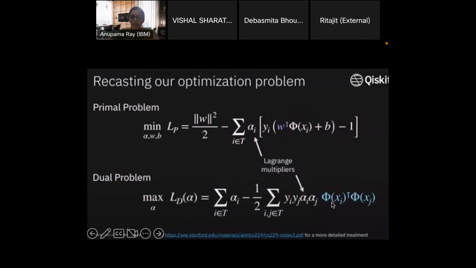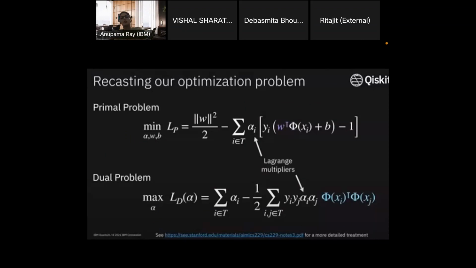So what is a kernel? Kernel is just, you can consider it as a similarity measure, right? It could be a distance metric, as we explained in the previous slide, but it could be anything which can denote some sort of a similarity between the two data points. So the data points could be xi and xj, and k of xi xj is just trying to encode what is the distance between xi and xj, or what is the similarity between xi and xj.